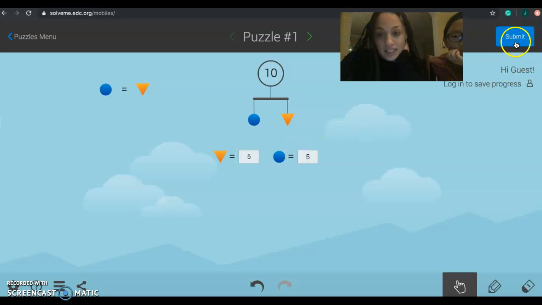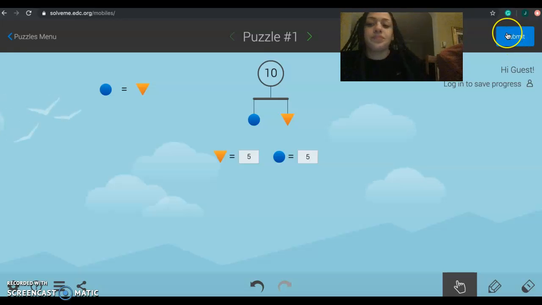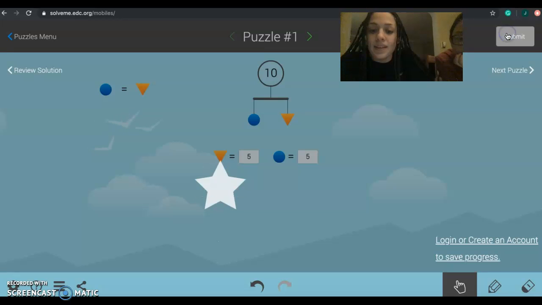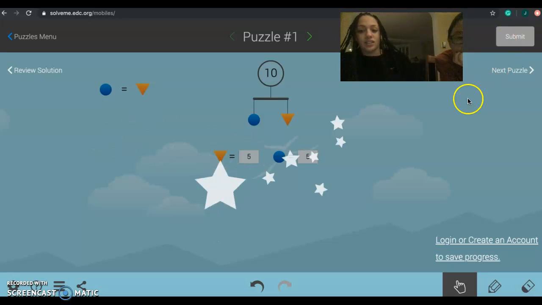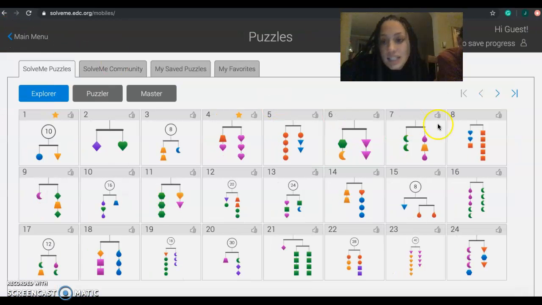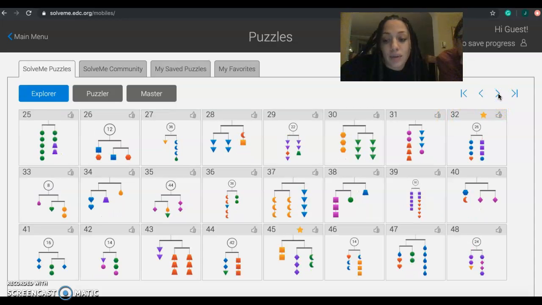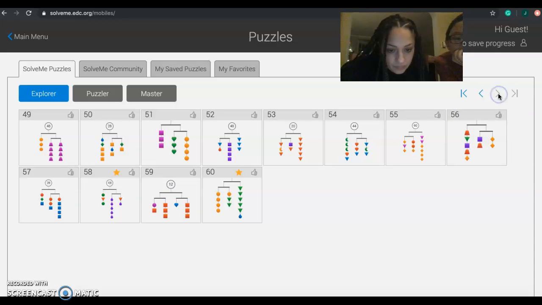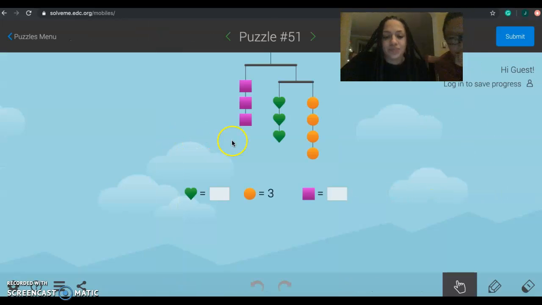If we click submit over here, we will see if we got it right or not. Let's submit. And we got the stars, the magic stars. We got it correct. Great. Nicholas here is one of my gifted students, so let's try a little bit more difficult one. He chose number 51.